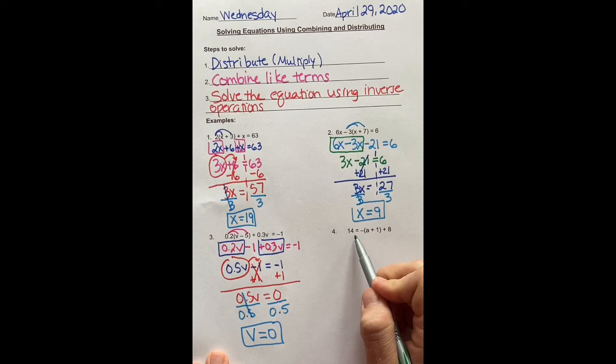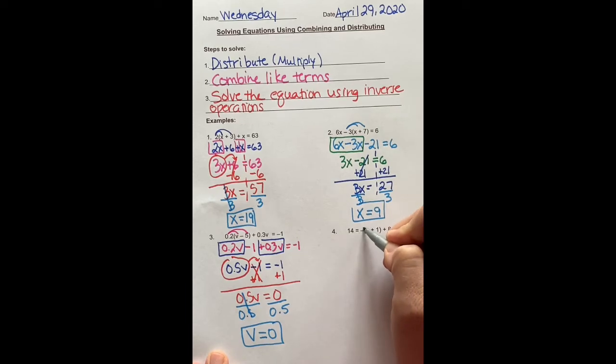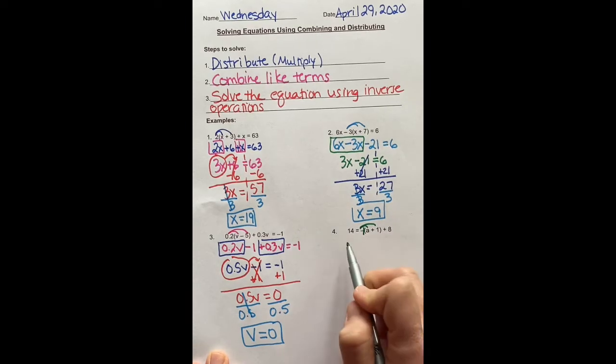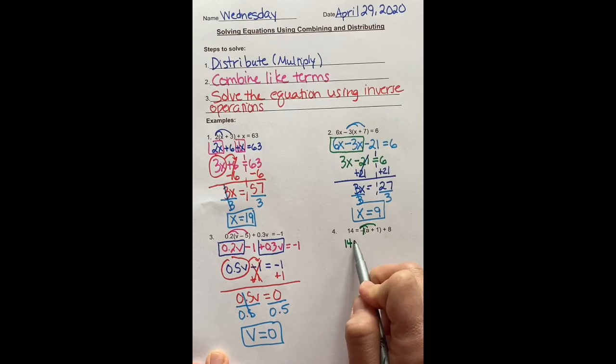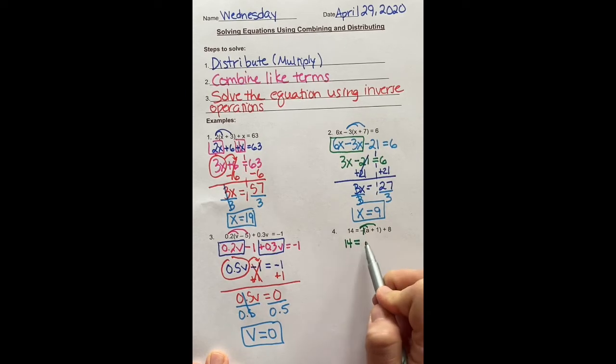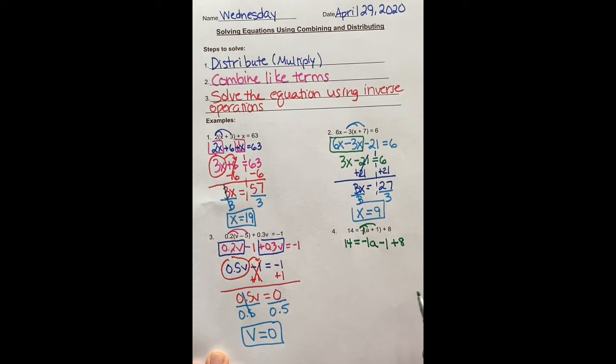All right, and question number 4. So we have 14 equals negative a plus 1 plus 8. So right now in front of the parentheses, there's nothing but a negative, but remember, that means it's a negative 1. So that's going to have to multiply with both those terms in the parentheses. So the 14 gets brought down, equals negative 1 times a would be negative 1a. Negative 1 times positive 1 is negative 1 because you have an odd amount of negatives. Bring down my plus 8.